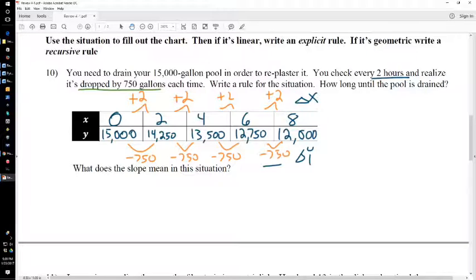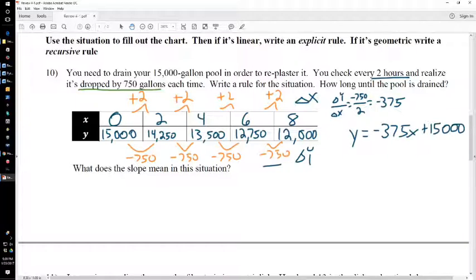So your slope is negative 750 divided by 2, which is 375. So that's negative 375. So your equation is y equals negative 375x, and then our starting point is 15,000, right? So plus 15,000. That is your equation.